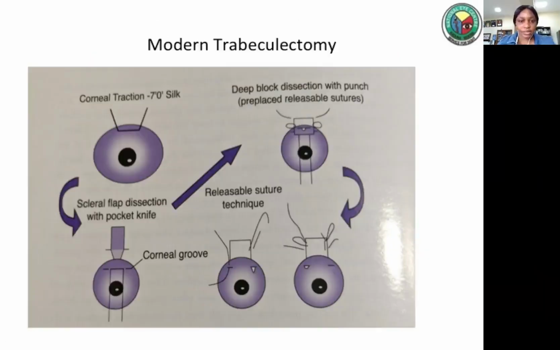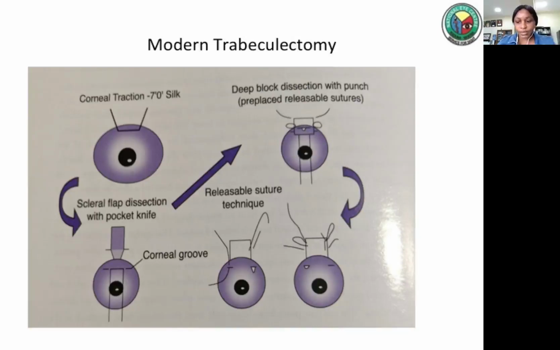There are a few modifications that we see now. Most people now use corneal traction sutures, though the superior rectus suture can still be used. Then a lot of people, instead of using the blade on the Beaver handle, use the pocket knife, the crescent knife, to raise the superficial flap, and then continue with a deep scleral block with pre-placed releasable sutures. Eventually the sutures are closed and the conjunctiva is closed. Some people, depending on their experience, use 2 releasable sutures, 1 releasable suture. It depends on what the surgeon is comfortable with.